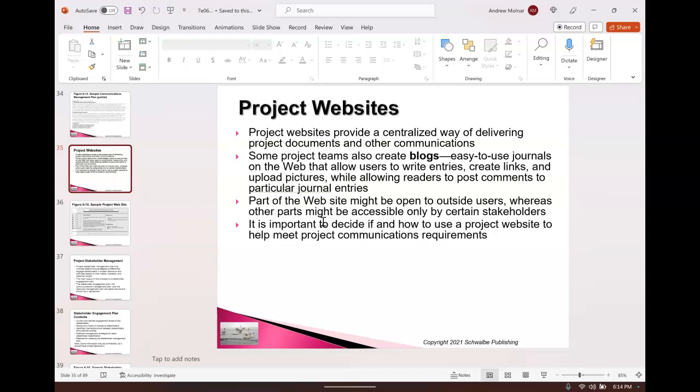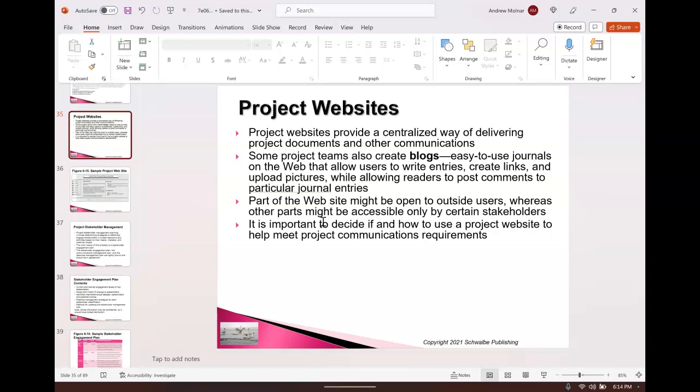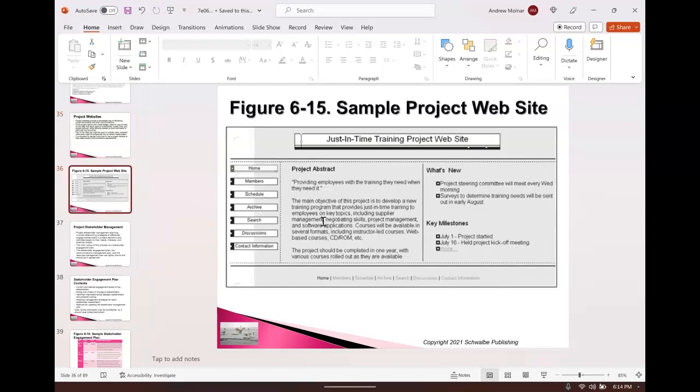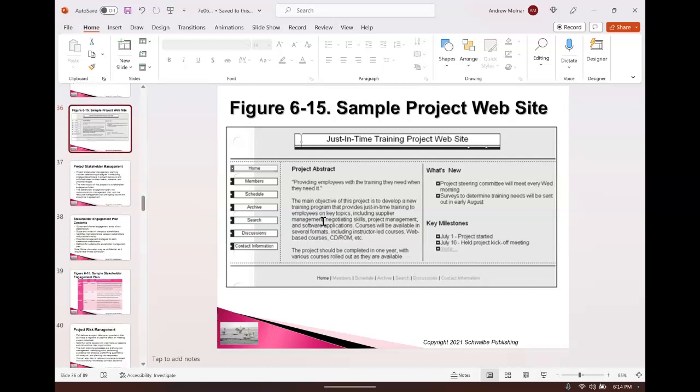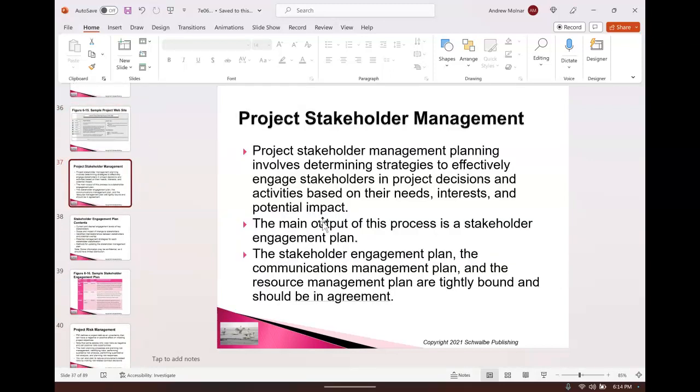Of course, project websites can provide a centralized way of delivering these documents. You can also use blogs, SharePoint, file system, etc. along the way with your team members because they're probably not located where you are at. So this would be a sample project website that you may want to consider standing up. Of course, you'd want a web developer on your team as well.